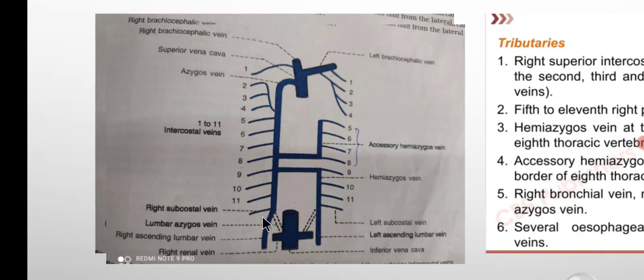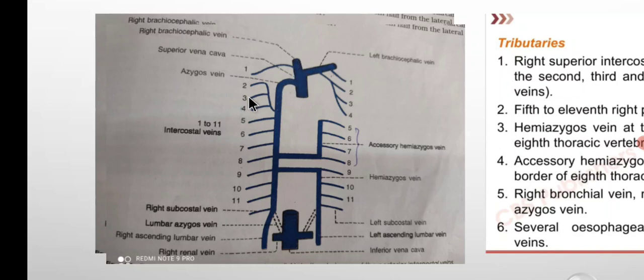Before that we will just see, this is the superior vena cava, this is inferior vena cava. The superior vena cava is divided into the right brachiocephalic vein and the left brachiocephalic vein. So the first tributary is the first posterior intercostal vein. It will directly drain into the right brachiocephalic vein.